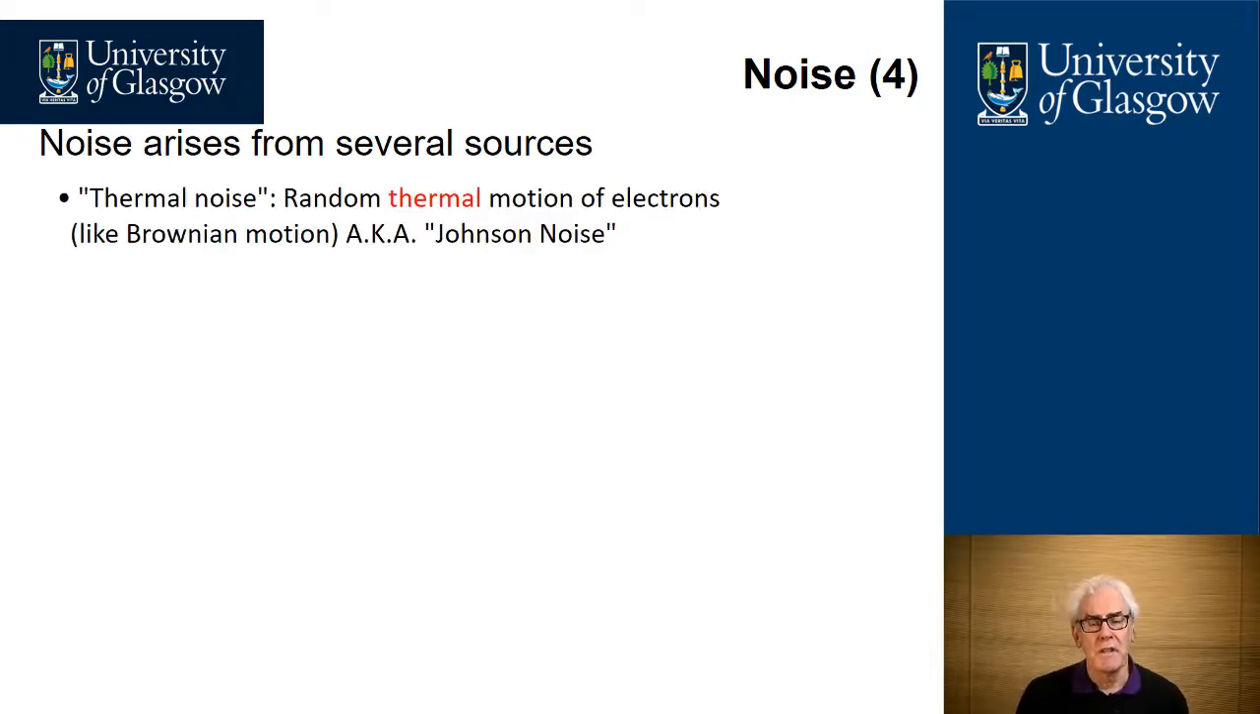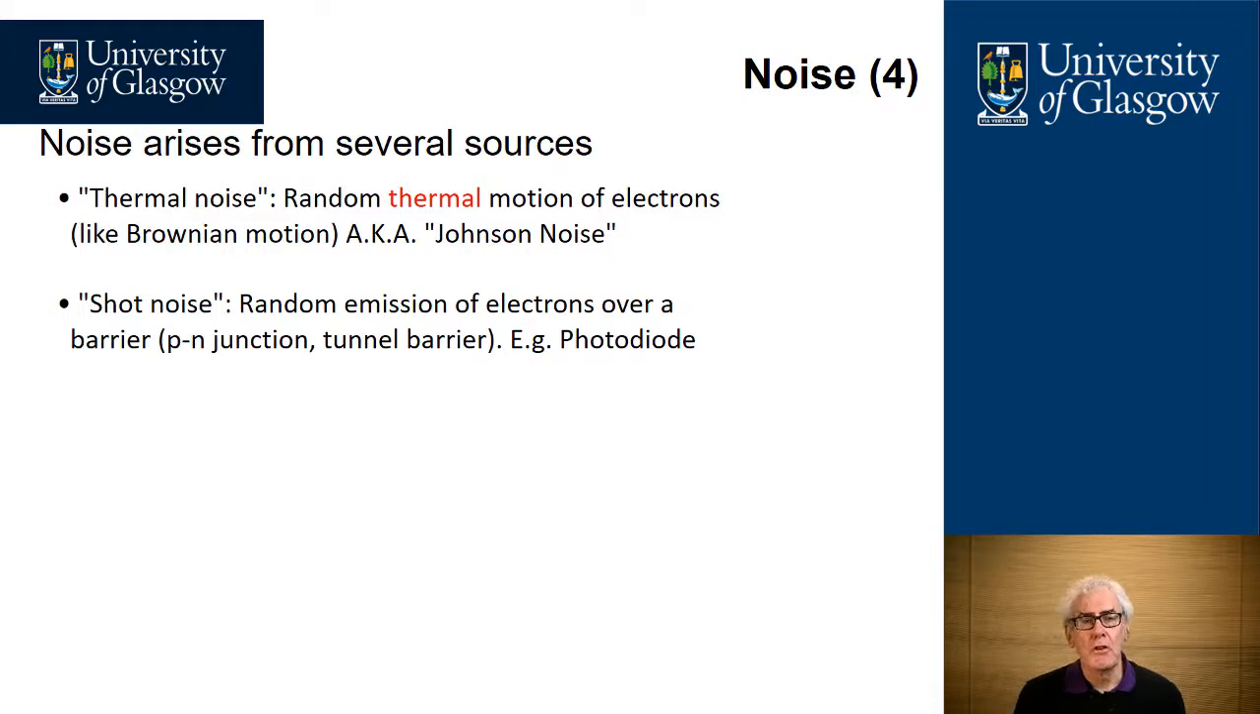First one is thermal noise, and that's the one we're going to look at in more detail today. It's like Brownian motion, and it's due to the motion of electrons. It's also called Johnson noise. There's a concept called shot noise. This is due to random emissions of electrons over a barrier, be it a p-n junction, a tunnel diode, or even a thermionic valve. A good example of that is a photodiode, where as photons impinge on the junction, they release electrons, and that gives rise to effectively shot noise.